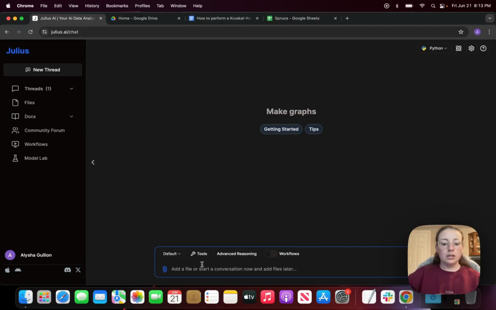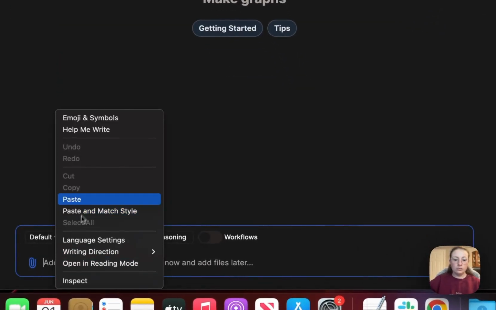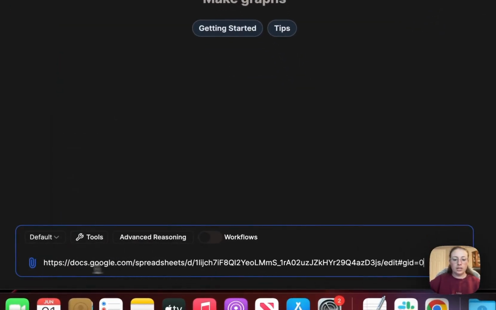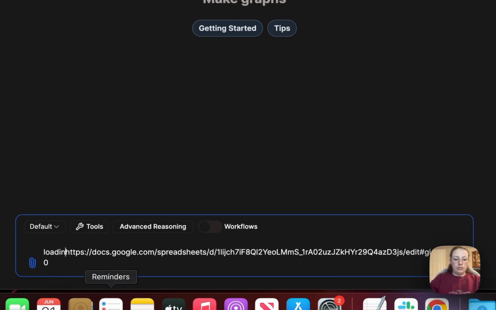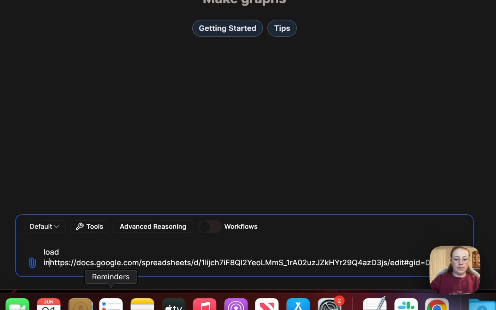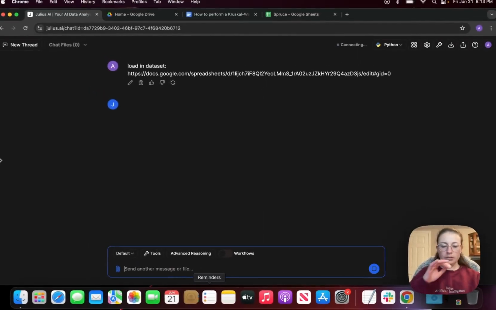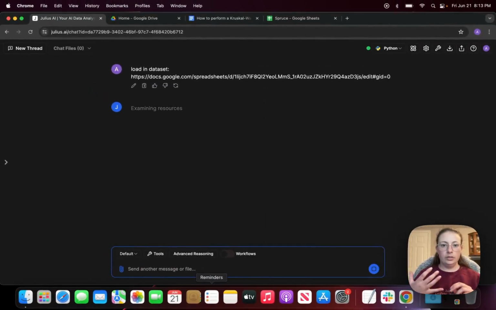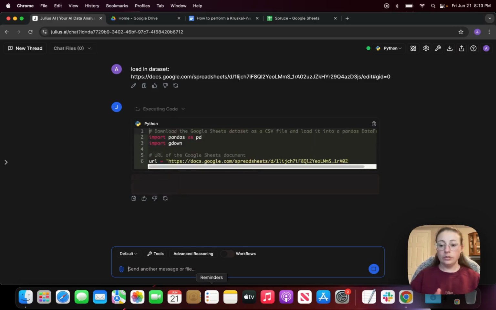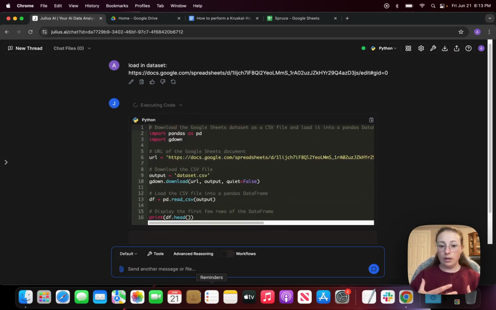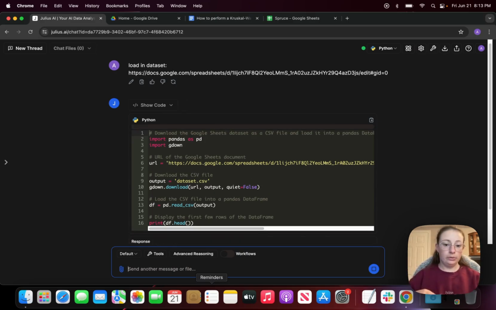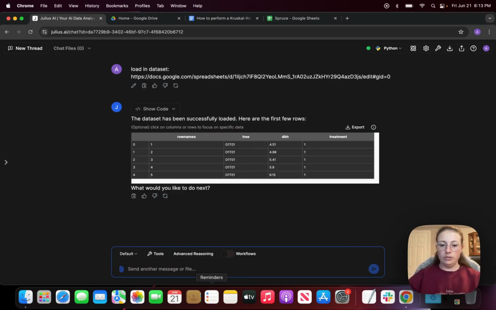So the first thing that we're going to do is, as always, bring in our dataset. So I'm going to have Julius load in the dataset. This dataset's actually from the R datasets, which is a repository of all the datasets that R Studio has. I'll put the link in the chat below, and you can browse any of them as you please.